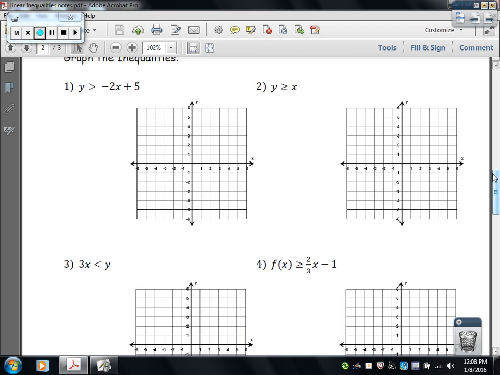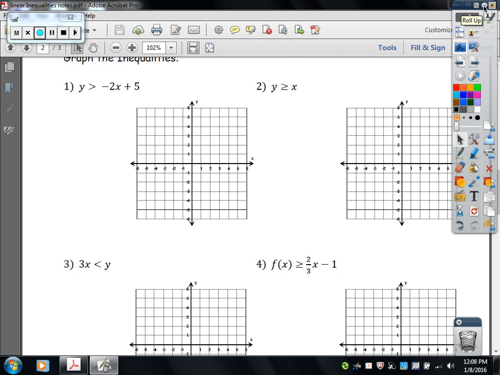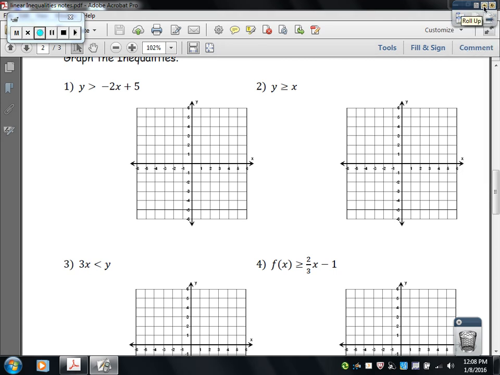All right, so guys, this is sort of the meat of the lesson. So we are going to talk about graphing an inequality on a coordinate plane. All right, so here we go. Number 1. Number 1 says y is greater than negative 2x plus 5. Is this guy written in slope-intercept form, yes or no? Absolutely it is. What's my y-intercept?